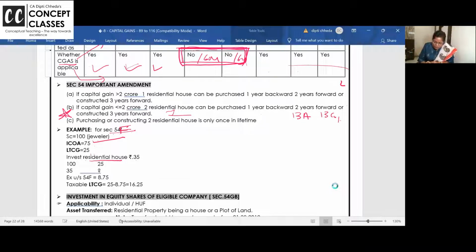Chalo. Now, you have sold 100 rupees jewelry and you have invested in new house 35. So you will get logical exemption. In 100 sale consideration, your capital gain is 25. Now you have invested 35. 35 में कितना?